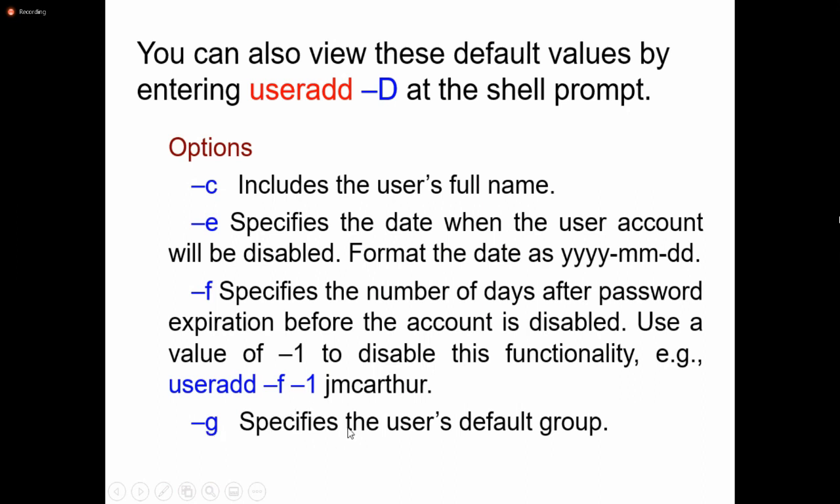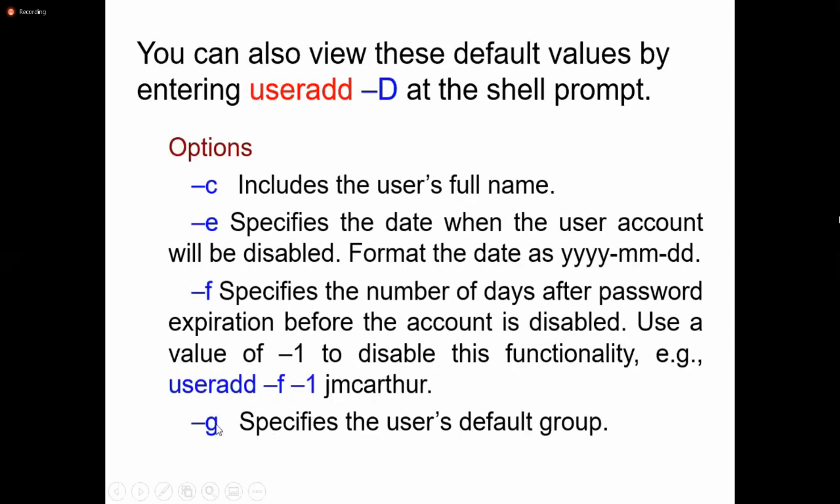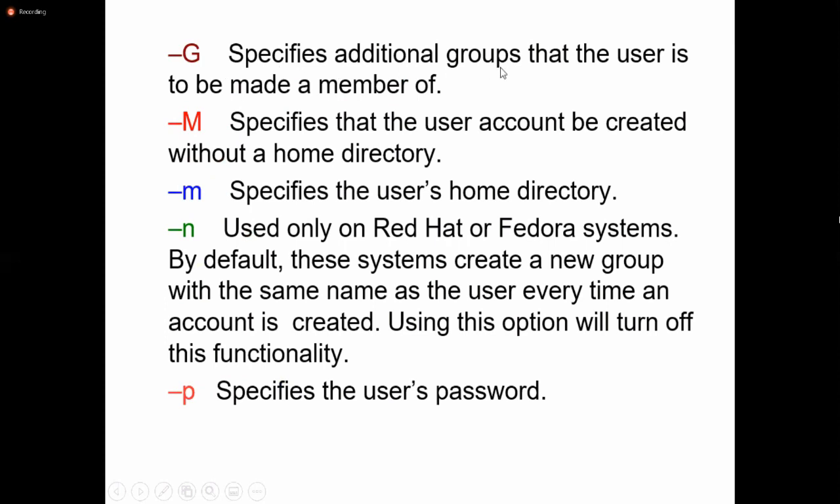-g you give to specify the group. Then -G is to specify additional groups, multiple groups, right? -M will make sure that user does not have a home directory. So lowercase -m will specify the home directory. So you see, Linux is case sensitive. So lowercase and capital are different functions, as you can see here. -g is a default group, -G is additional group, right? So you have to be careful when you are using these options.